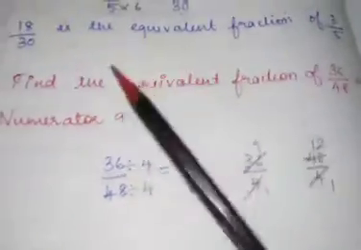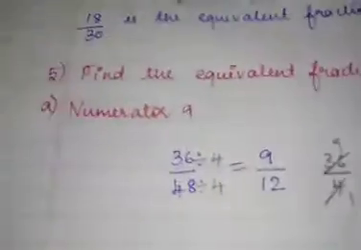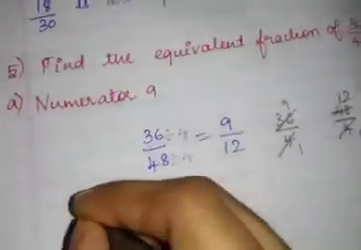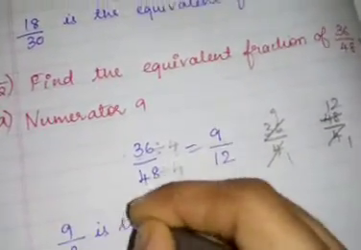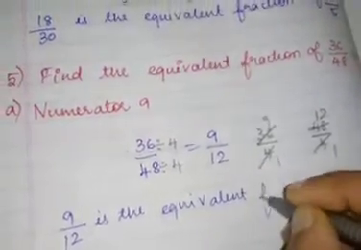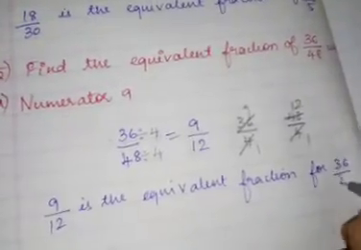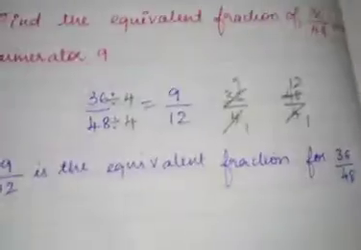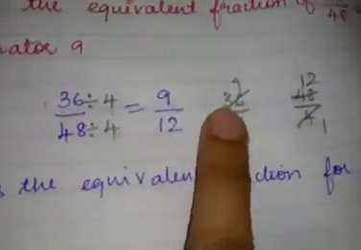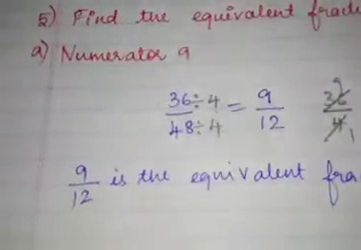12. 9 by 12 is the equivalent fraction for the fraction 36 by 48. So you can write here 9 by 12 is the equivalent fraction for 36 by 48. Okay. So listen, why I have done division means 36 is a larger value and 9 is your smaller value. So it will be difficult when you are doing this type, you are doing the division.